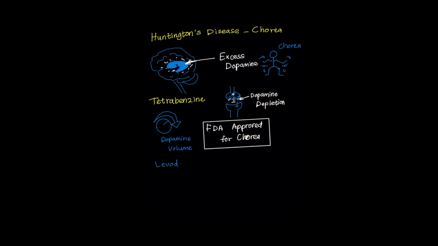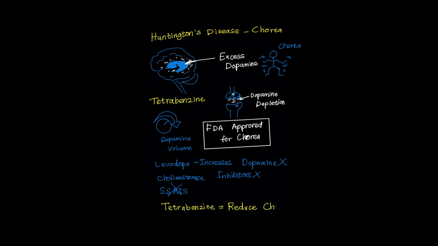Levodopa would be disastrous because it increases dopamine, making movements worse. Cholinesterase inhibitors treat Alzheimer's memory problems, not movement disorders. SSRIs help with depression, but don't address the motor symptoms. Only tetrabenazine directly reduces the choreiform movements that define Huntington's disease.